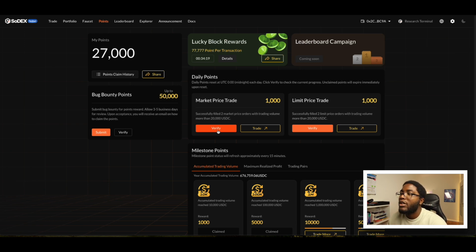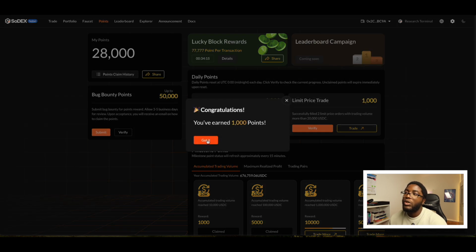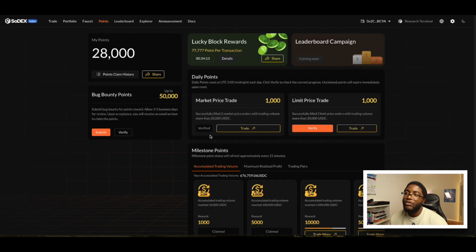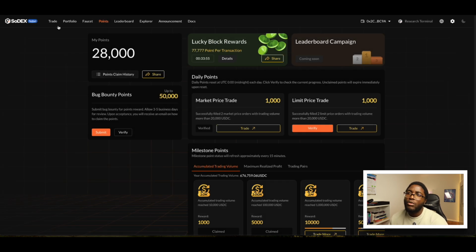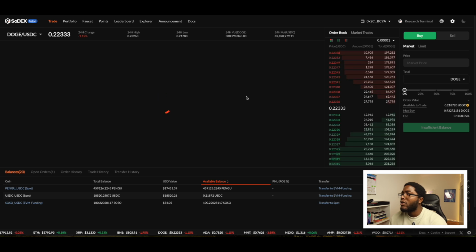For example, now we've currently done one and it says I've earned 1,000 points already, because we just completed our market price trade. And limit price, as you guys can see, my limit price has not yet been activated. So the order is still 0 out of 2. Trading volume is still 0 out of 20,000. But let's just do this limit price for the video so that we can all see it.